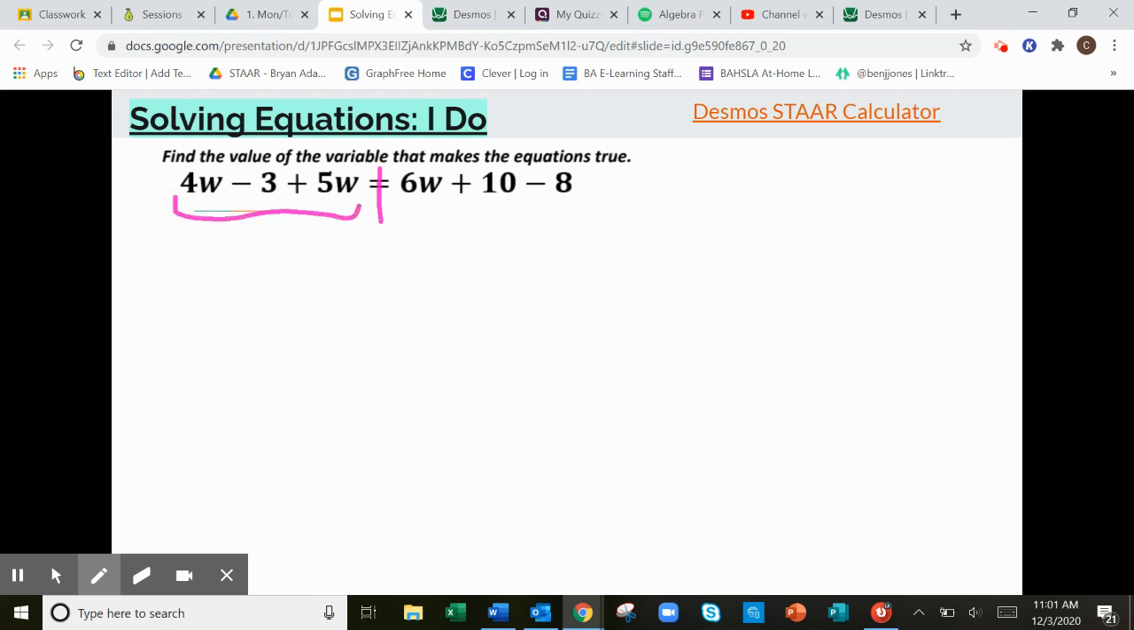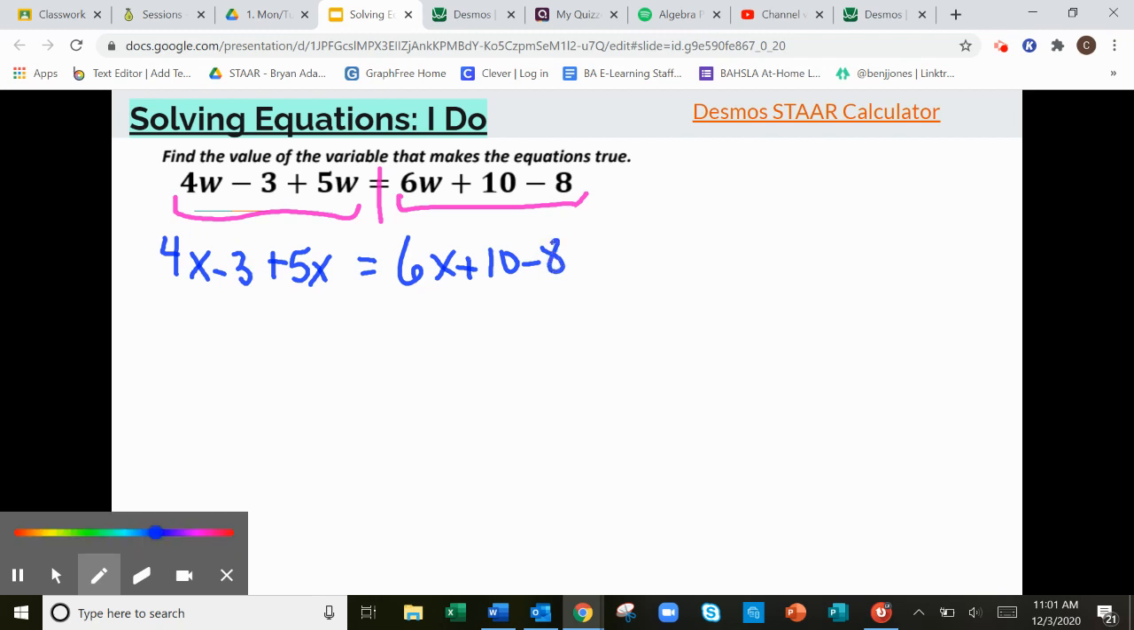separate these two expressions on both sides of the equal sign. And then the next thing we're going to do is rewrite it so that instead of a w, we have an x. And that equals 6x plus 10 minus 8. So it's important to change it back to x because what we're going to actually do is graph them.